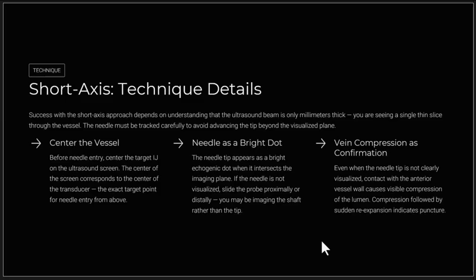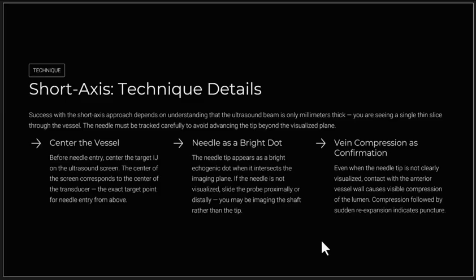Okay? Now remember, you're only going to see that needle after it passes under the ultrasound beam, and it'll be seen as a bright dot. And that's only when it intersects the imaging plane. So if you enter the skin and you do not see that echogenic dot that represents your needle, you need to slide your transducer or angle that ultrasound beam towards you, towards where the needle is entering, until you see the bright dot that represents the needle shaft.